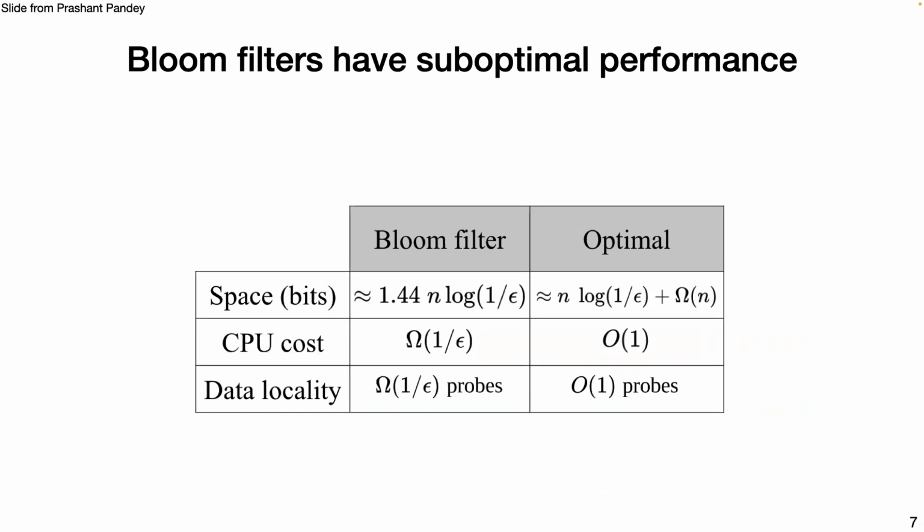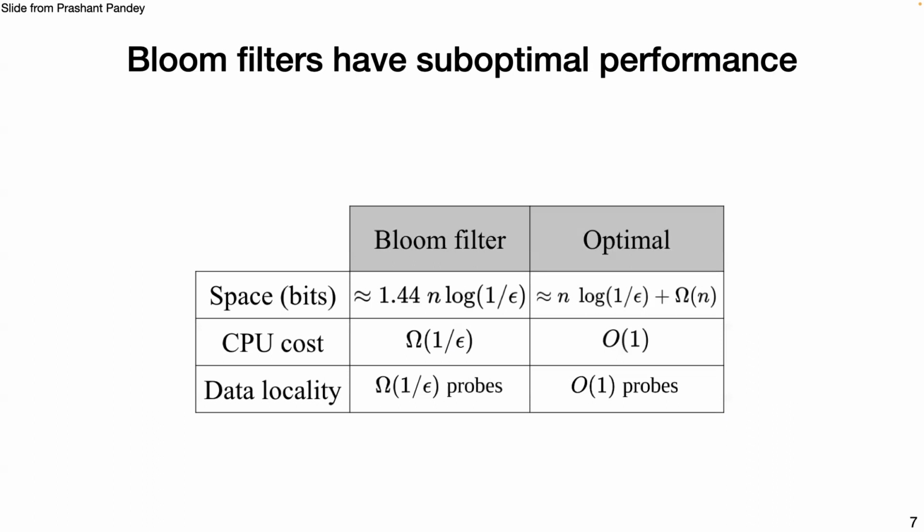So the lower bound for space for filters is n times log of 1 over epsilon plus omega n, and Bloom filters are approximately 1.44 times n log of 1 over epsilon. So this is a constant factor more than the lower bound tells us that we can get. The CPU cost is omega of 1 over epsilon for querying, because you can prove that the optimal k is some function of 1 over epsilon.